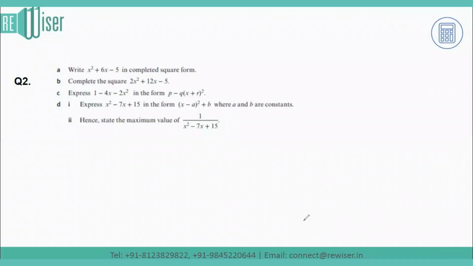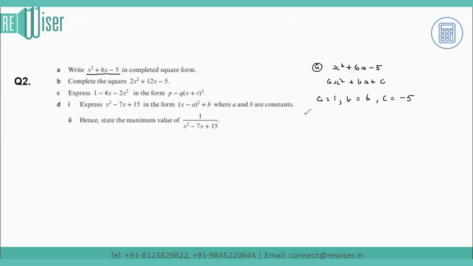Hello students, the question says express this quadratic in a complete square form. So to answer this part, we'll first write down the quadratic equation, which is x squared plus 6x minus 5. Then we'll compare it with the standard quadratic equation of x squared plus bx plus c. So the value of a that we get is 1, the value of b is 6, and the value of c is minus 5.